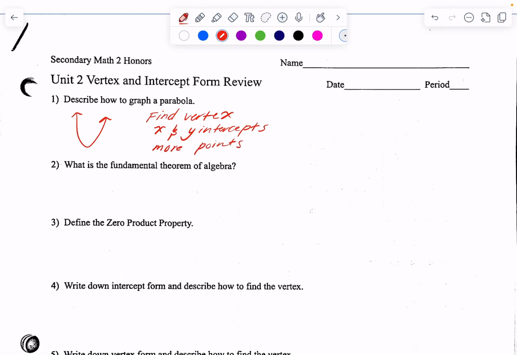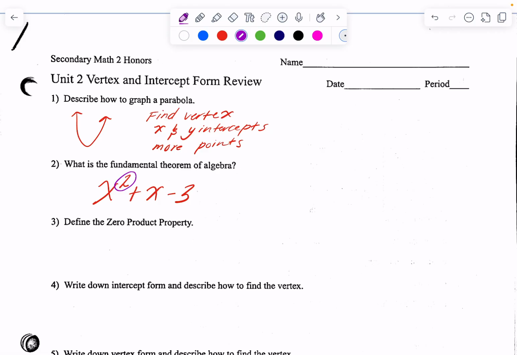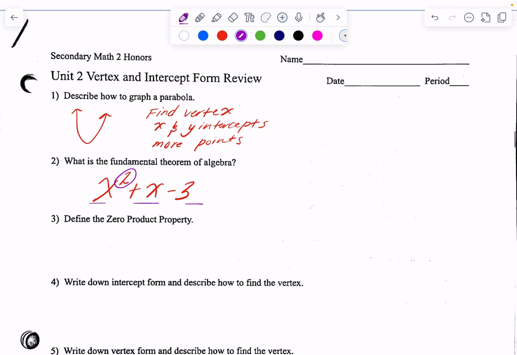What is the fundamental theorem of algebra? Well, it's saying that for any polynomial, it doesn't have to be a quadratic, the highest power in all the terms will be the number of x-intercepts it has, or number of solutions, really, more accurately, because they could be imaginary solutions, which means they wouldn't cross the x-axis. So you would say 2 solutions, highest power, and you could even just point to the zero product property.